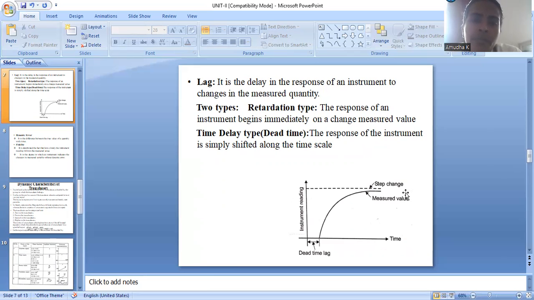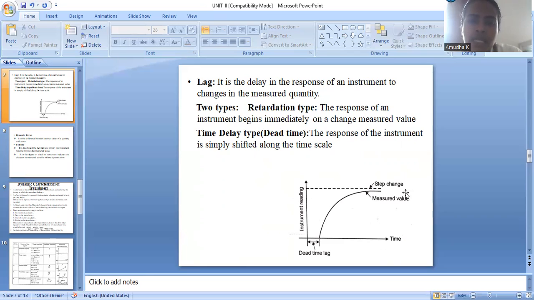Lead and lag compensator: how do you analyze the lead and lag concept in a transducer? Lag means a delay of the response of an instrument to changes in the measured quantity. Here there are two types: one is the retardation type and the other is the time delay type, or dead time.